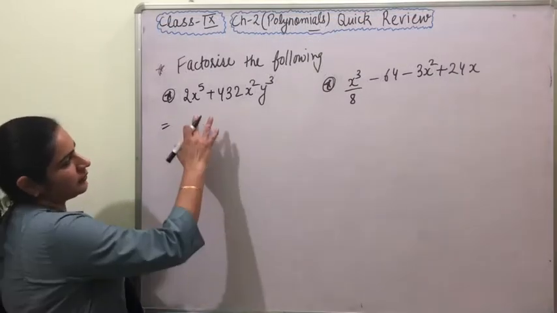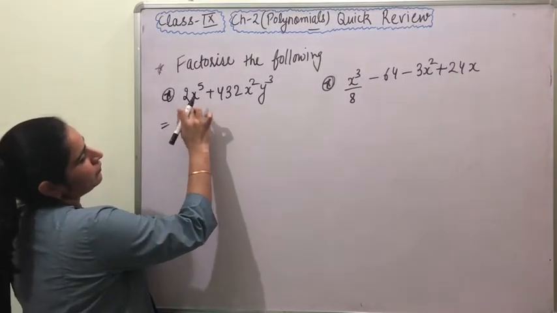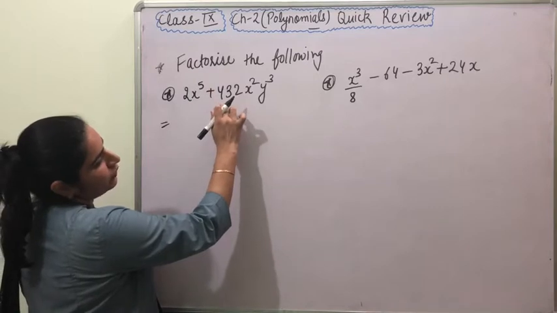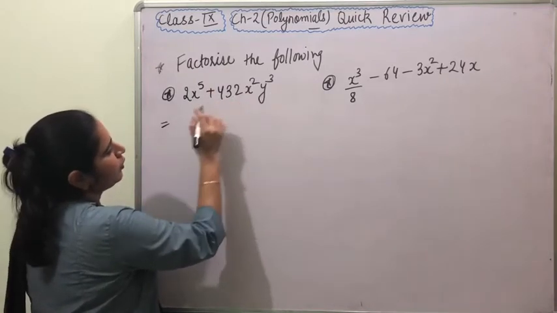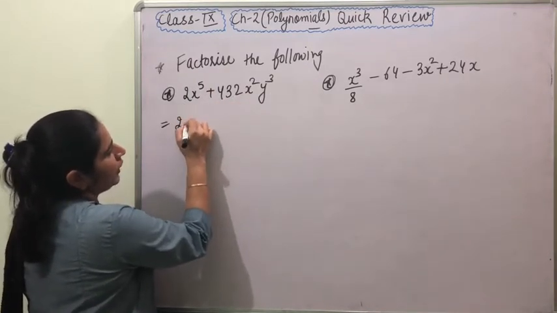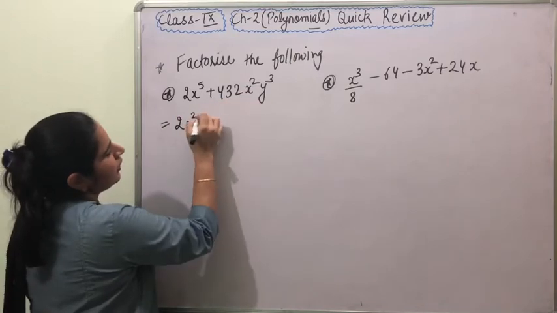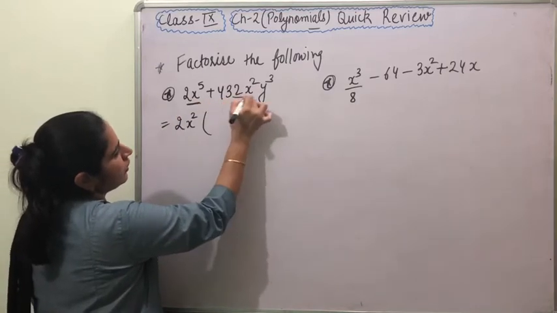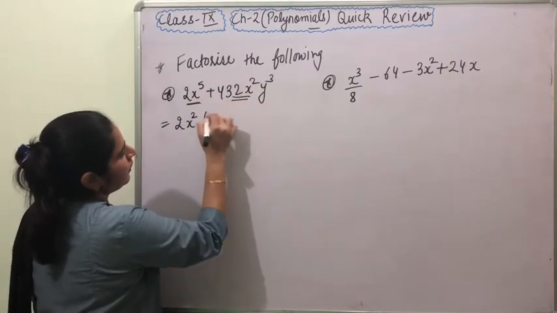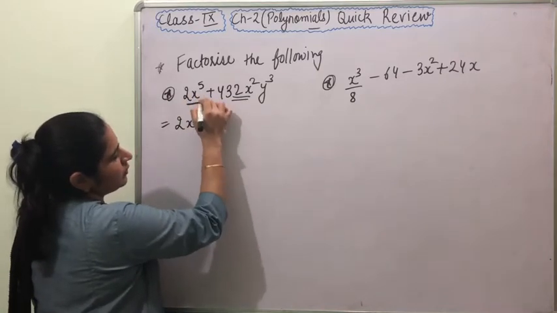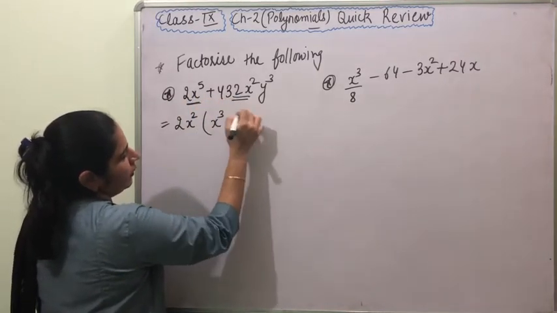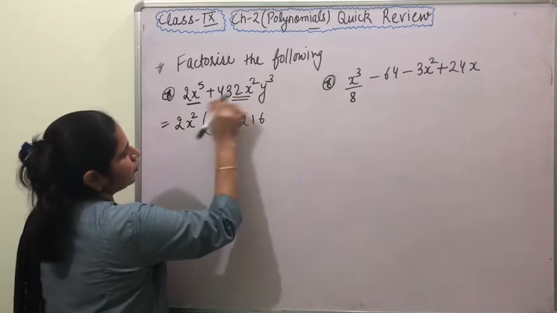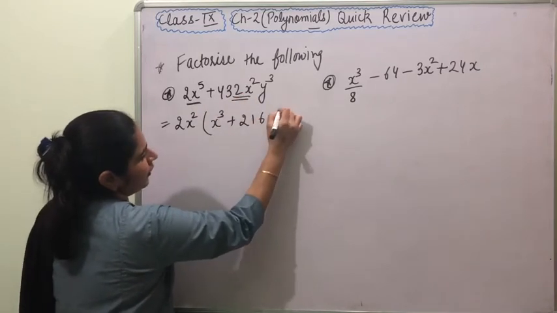Okay, factorize this polynomial 2x raised to the power 5 plus 432x square y cube. We can take 2x square as common out from these two terms. So it will be 2x square we have taken as common out. So x cube, 216, x square is out, so y cube.